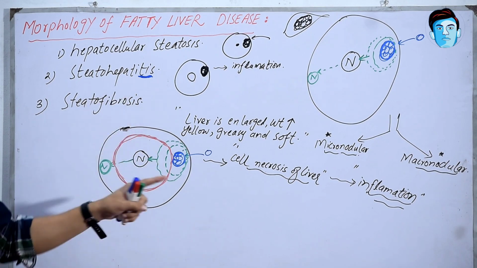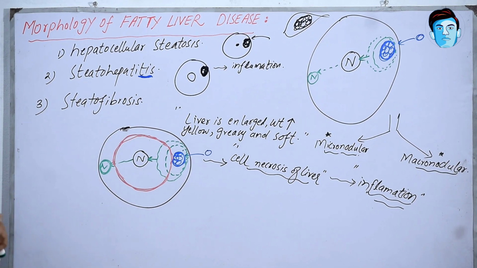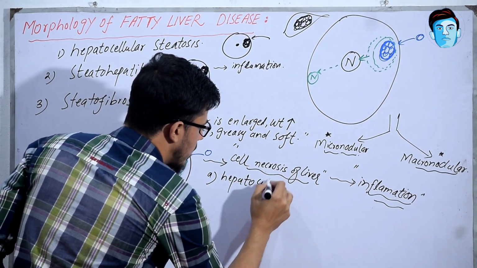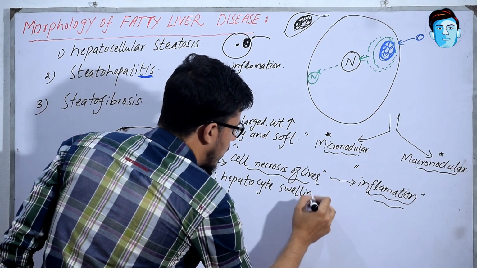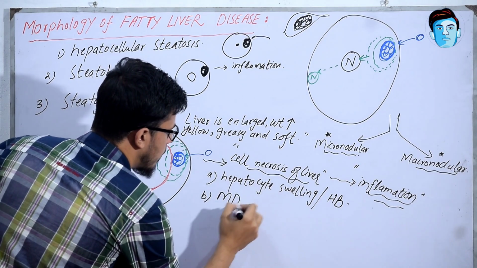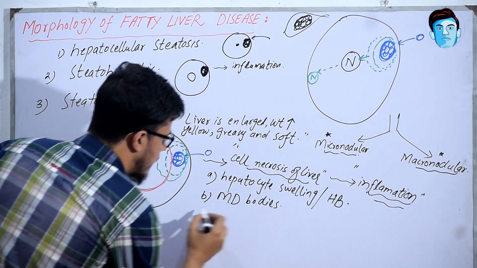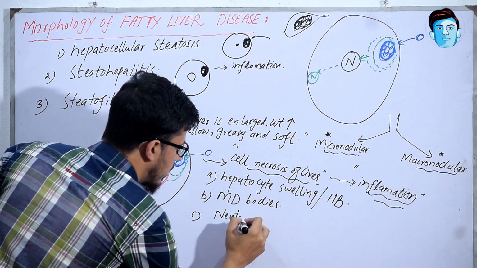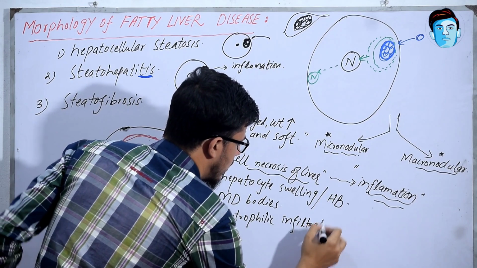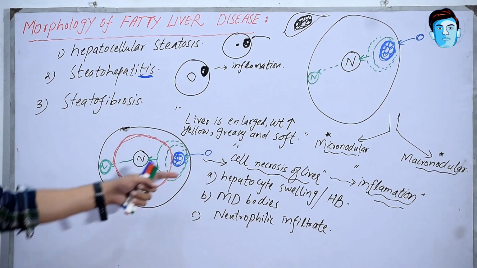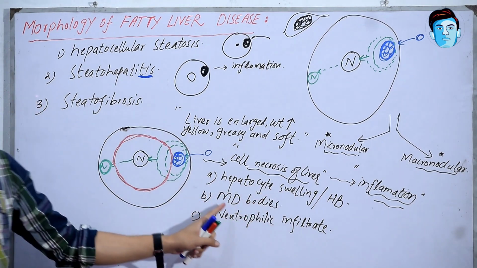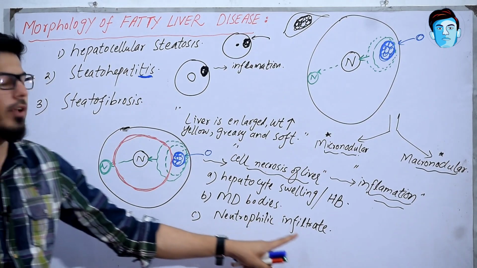Now in this steatohepatitis, there are three patterns seen. The first is hepatocyte swelling or hepatocyte ballooning, then Mallory-Denk bodies, and then neutrophilic infiltrate. So there are three patterns seen in the phase of steatohepatitis: hepatocyte swelling, Mallory-Denk bodies, and neutrophilic infiltrate.